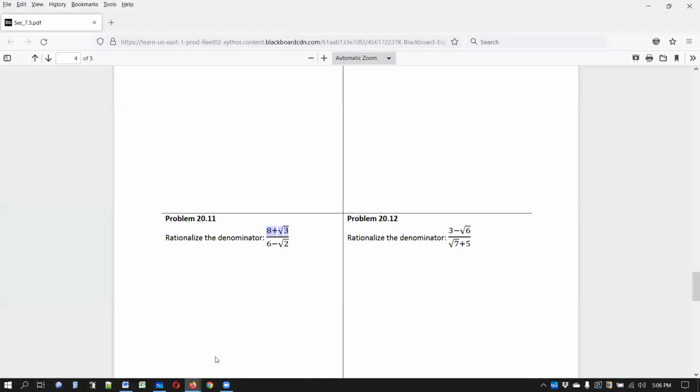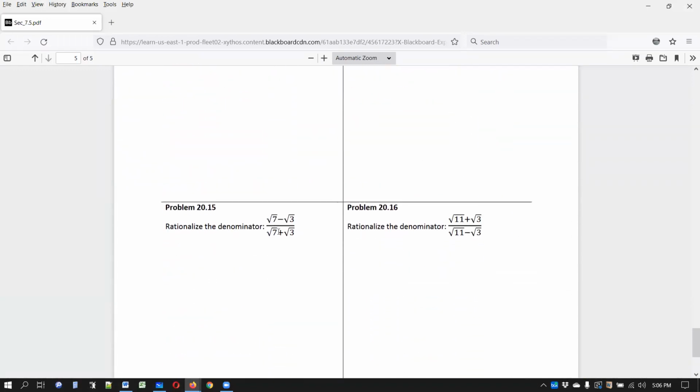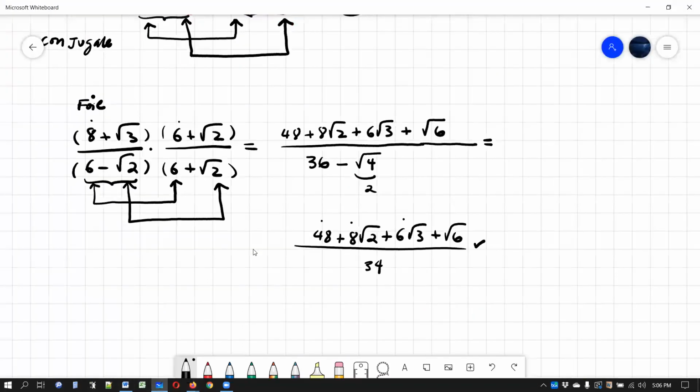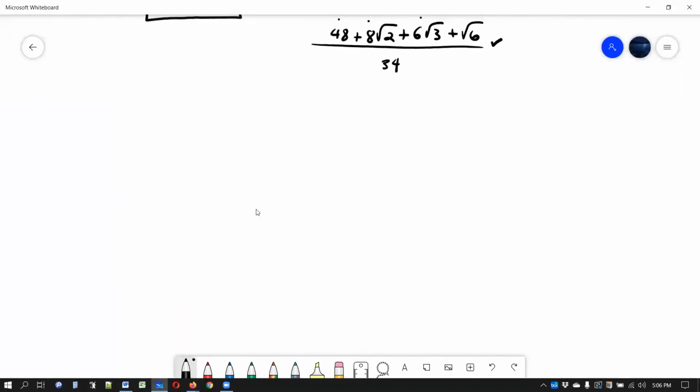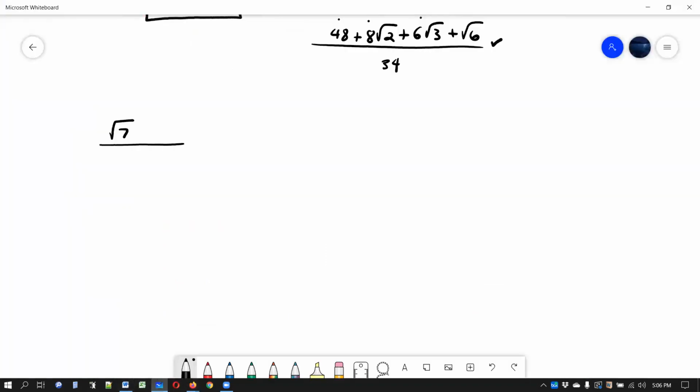20.15 now. Take a look at 20.15. This is an important example. 20.15, 7 radical 3, over radical 7 minus radical 3, times radical 7 plus radical 3.